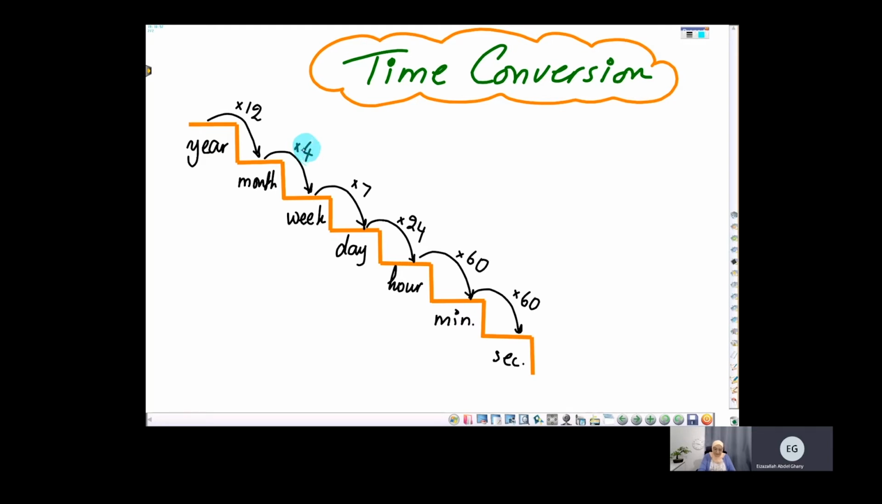This highlighted value, the 4, it's not accurate. Because simply, if 1 month is having 4 weeks and 1 week is having 7 days, it means that if you multiply 4 by 7, all months are having 28 days, which is wrong. You know this. You can see my picture.